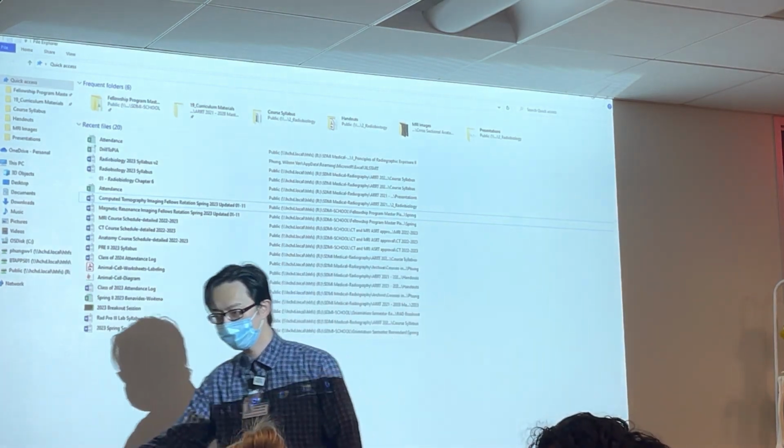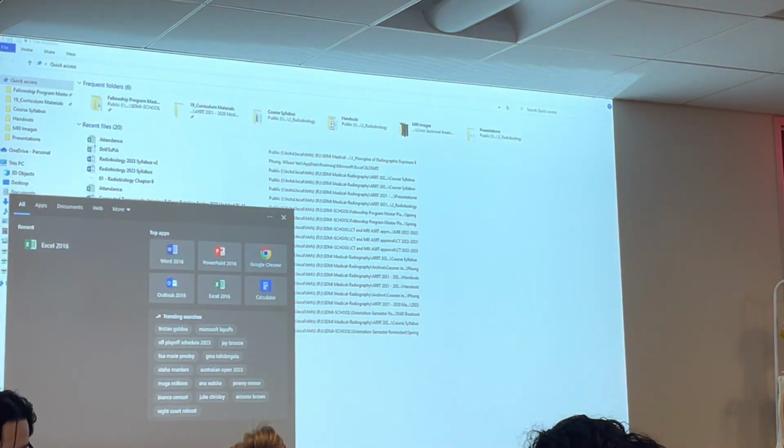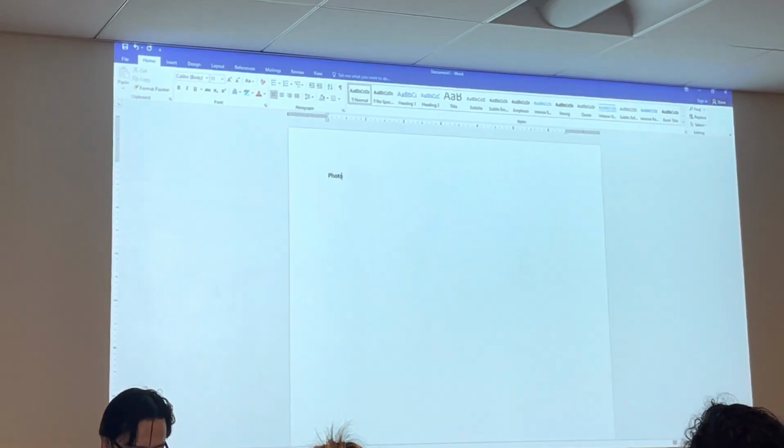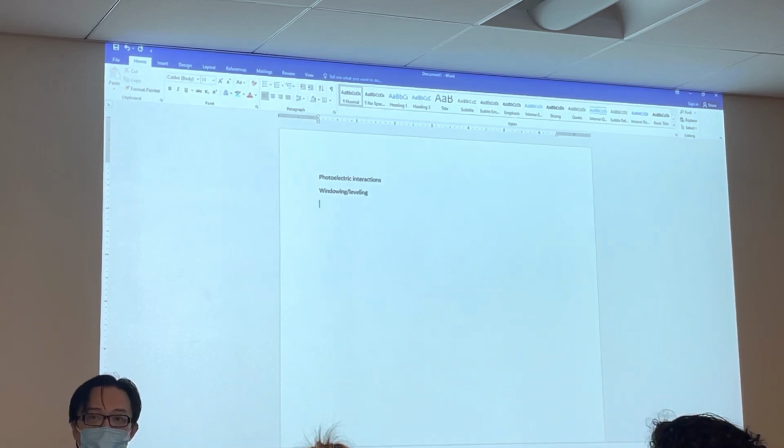Yeah, what's it called? The spatial, not the windowing and leveling. Windowing and leveling. Okay, I remember, but I just want to. Windowing was brightness, right? I think so. No, that was contrast. Contrast. Yeah, and then leveling is brightness.